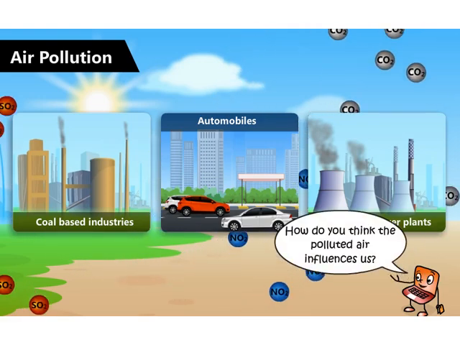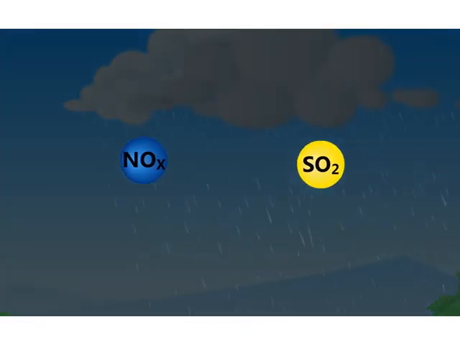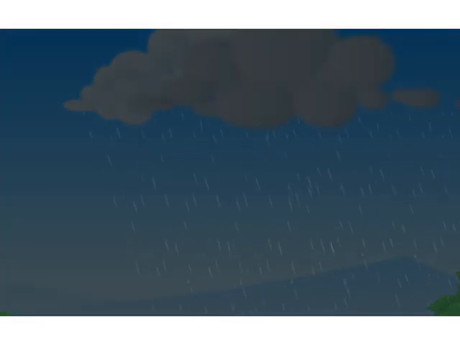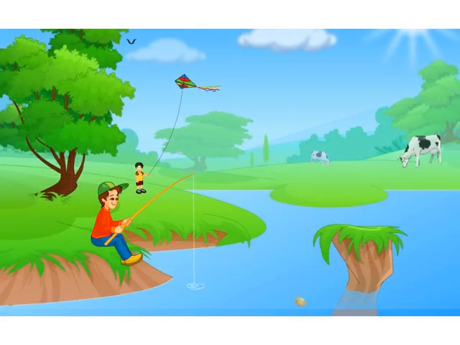How do you think the polluted air influences us? Oxides of nitrogen and sulfur dissolve in rain, resulting in acid rain. Presence of suspended particles in the air reduces the visibility level and also causes incidence of allergies, cancers, and heart diseases. Thus, the most important resource on the Earth's surface should be protected well from further deterioration.